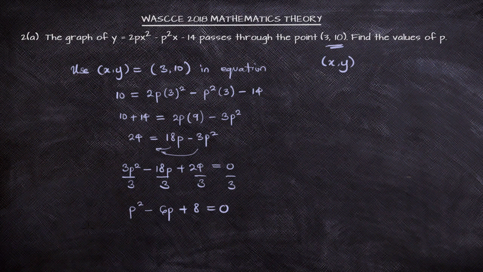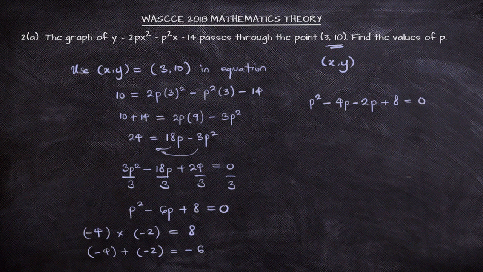Now we can consider the numbers minus 4 and minus 2. If we multiply minus 4 and minus 2, the negative will cancel out to give us 8. And if we add minus 4 and minus 2, that will give us minus 6. So those are the numbers we can use. And here we can have p squared minus 4p minus 2p plus 8 is 0.